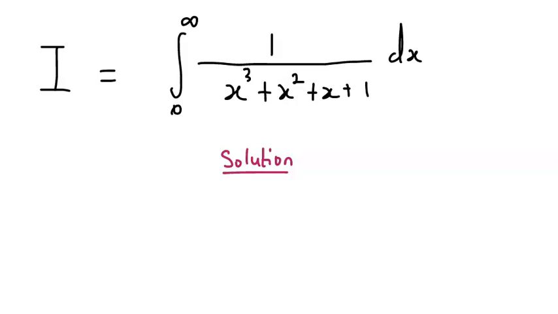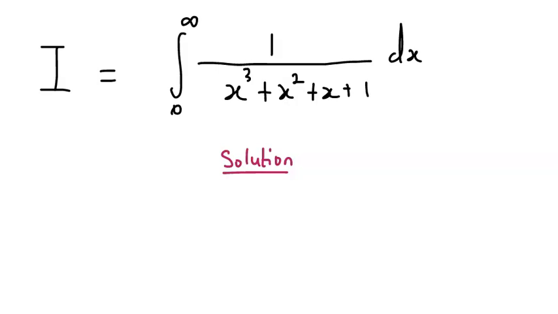Today we have another interesting improper integral. We're going to integrate from 0 to infinity 1 over this cubic expression, x cubed plus x squared plus x plus 1, dx. Okay, so how do we approach this problem?